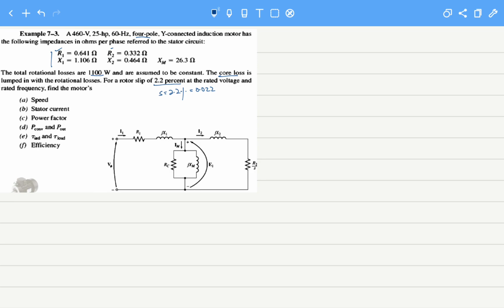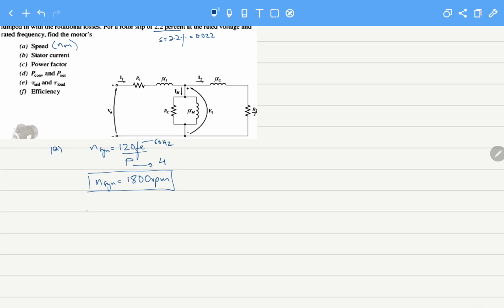So the first characteristic that they require is the speed of the motor. To find the speed of the motor, which means the mechanical speed, first we need to calculate the synchronous speed, which is 120 FE over P. In this scenario, FE is 60 hertz and the number of poles is 4. So the synchronous speed, the speed of the rotating magnetic field, is 1800 rpm.